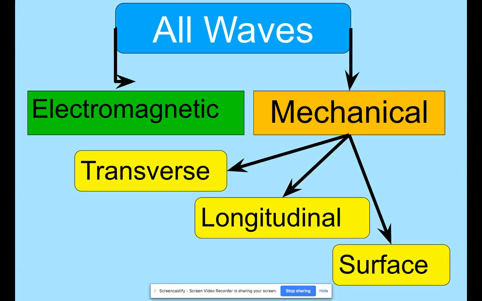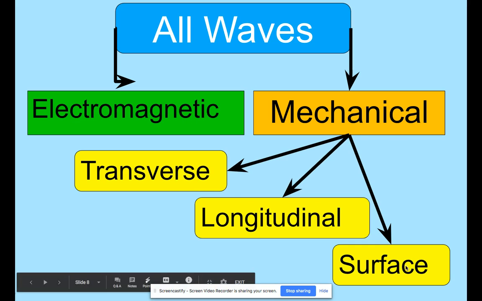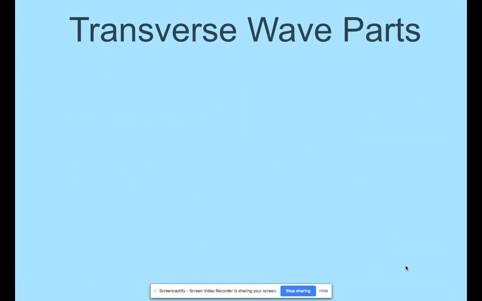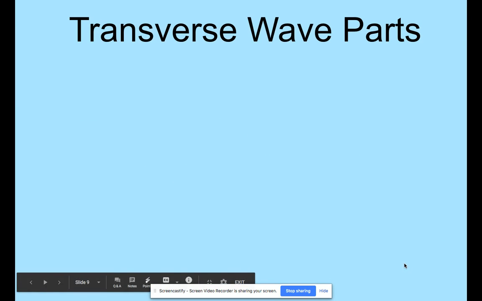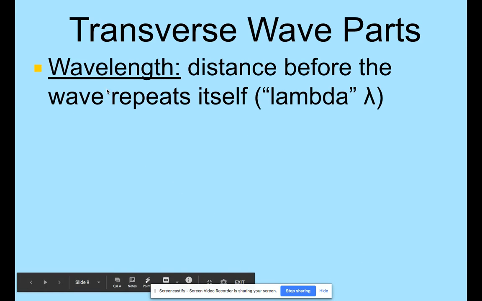So here's a little graphic organizer to help you understand the different types of waves. We've got electromagnetic and we've got mechanical. And we're going to focus on the mechanical waves and talk about the different types, which we already talked about in class. So the different wave parts of these types of waves are the wavelength.